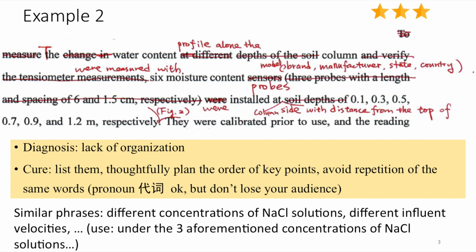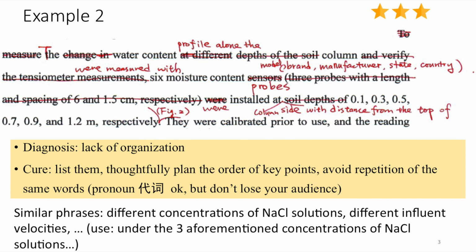Example 2. This sentence shows laziness and lack of organization. "Depth" appears twice, and it makes no sense to list 6 depth values twice. Therefore, the keyword is: list them only once.